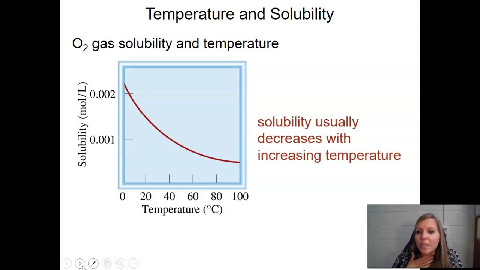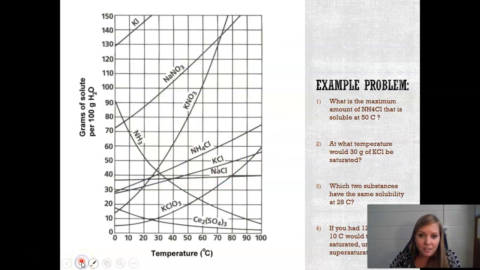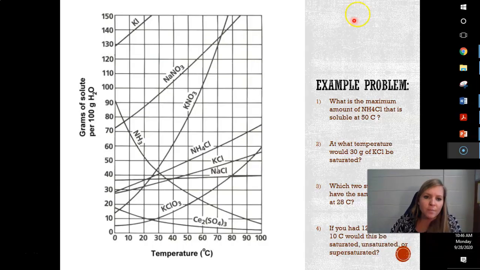So solubility with oxygen gas usually decreases with the increase of temperature. And again, we pointed that out in the last one. So just make sure you understand that it's okay. All right, so let's look at some practice problems.